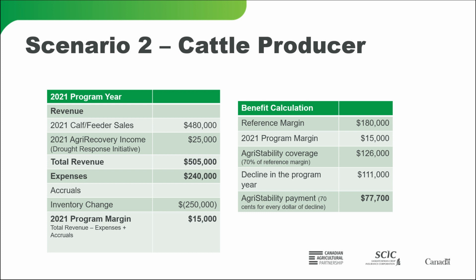Now, comparing that to historical information, the reference margin typically is $180,000 for this producer. Again, the AgriStability coverage is 70% of that reference margin, so the AgriStability coverage is $126,000. The 2021 program margin came in well below that at $15,000. So that's a decline in the program year of $111,000. AgriStability pays 70 cents for every dollar of decline, so $77,700 was sent to this producer as AgriStability benefit.